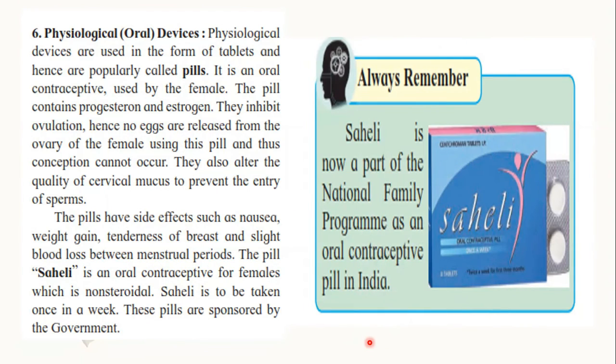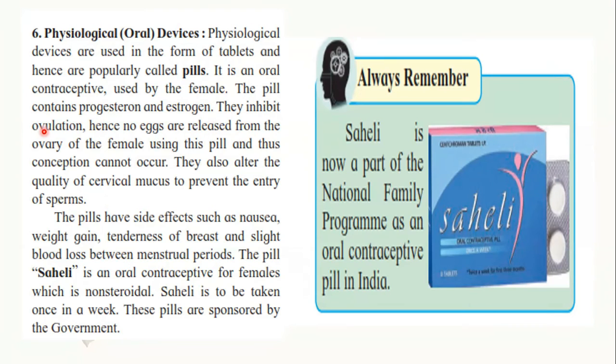Let's see the next one. Next are the physiological devices, also called oral pills. Nowadays in the market there are many oral pills available. These physiological devices are used in the form of tablets and hence are popularly called pills. It is an oral contraceptive used by the female. The pill contains progesterone and estrogen. These are our female hormones.